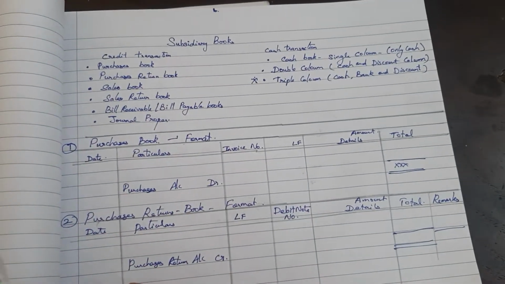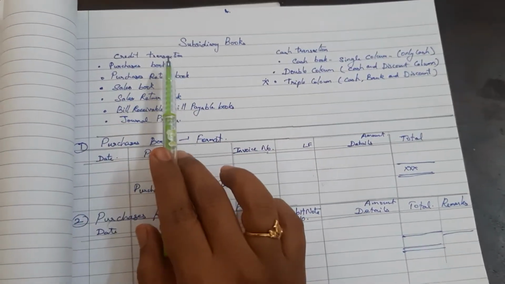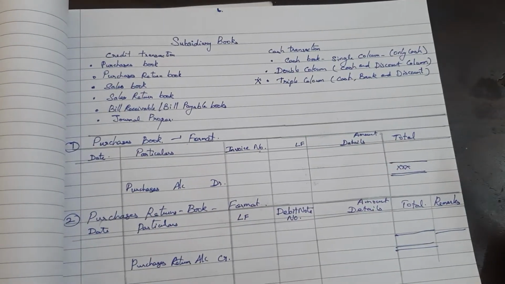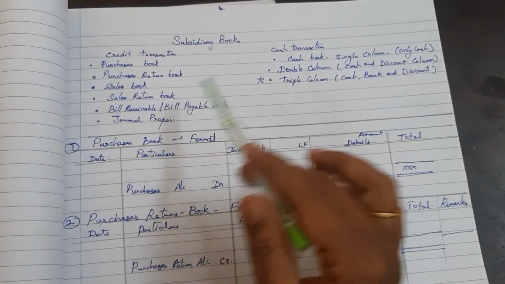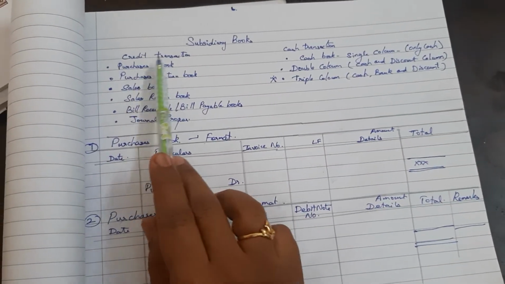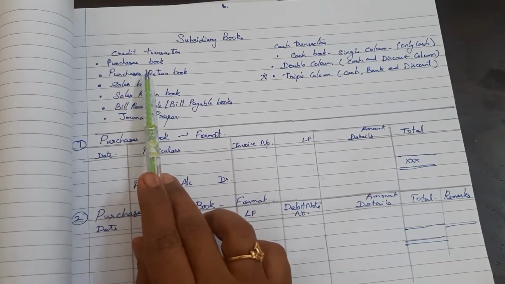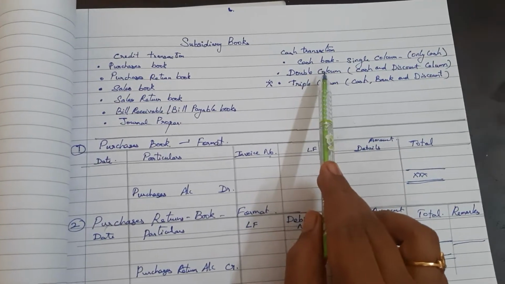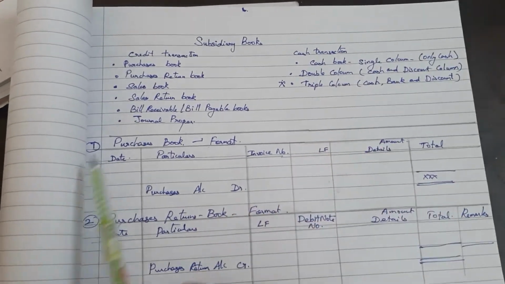There, the subsidiary books can be classified into two categories of books. Usually in 11th standard they call it subsidiary book 1, subsidiary book 2. So it is the other way around: credit transactions will be recorded in a set of subsidiary books, and cash transactions will be recorded in the cash book. So that is the logic behind.